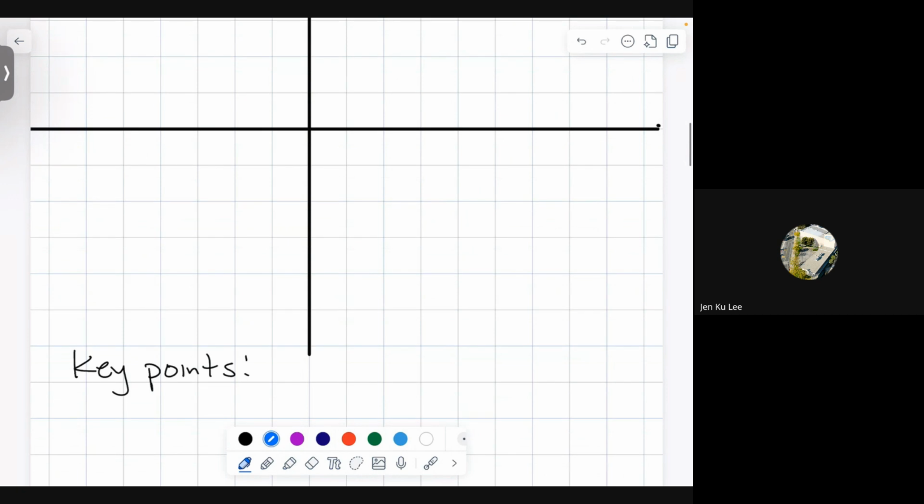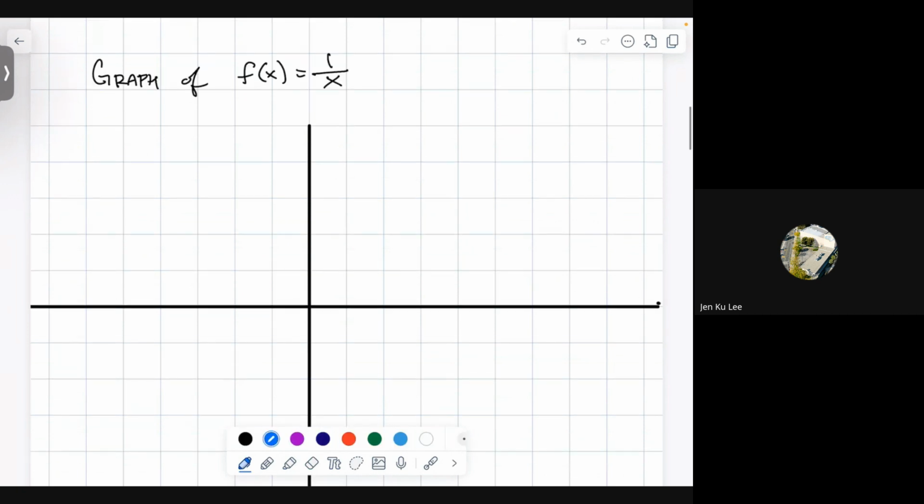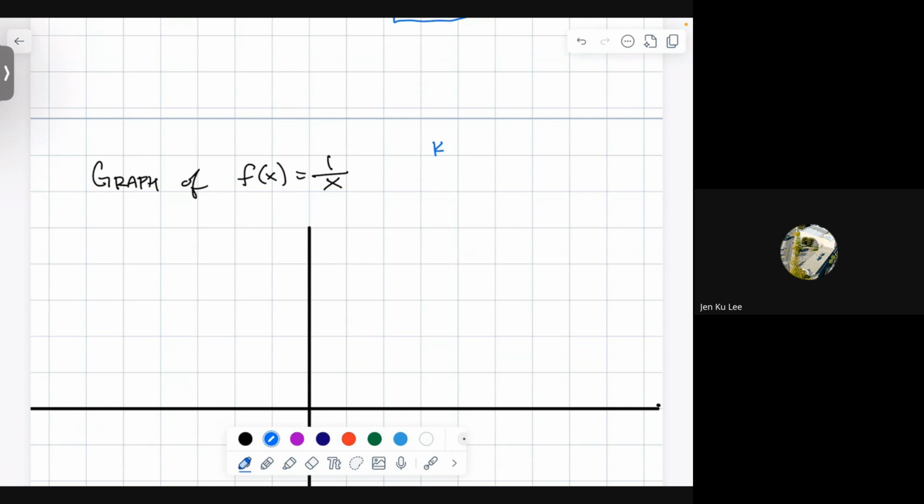So the key points here, and I'll put it here, but I want to put it up there. Key points for this. What's an easy number to remember? What can I plug in for x? That's really good. 1. If I plug in 1 into here, 1 divided by 1 is 1. What's another number that's easy? -1. So if I plug in -1, 1 divided by -1 is -1, right? So those are my key points.